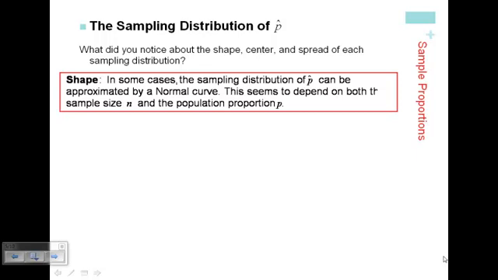It depends, though, on how big our sample is and what the proportion at the population level is. It depends on n and p. Sometimes it can be normal. And normal is good for us because we have a lot of tools that we can use if we encounter a normal distribution.